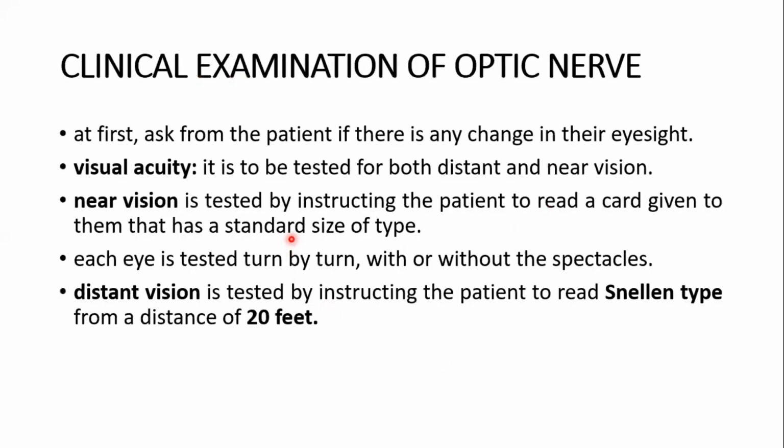And some very important clinicals of the optic nerve. First of all is the clinical examination. In the clinical examination of the optic nerve, at first ask the patient if there is any change in their eyesight. Ask and check the visual acuity. It is to be tested for both distant and near vision. For near vision, test by instructing the patient to read a card that has a standard size of type. Each eye is tested turn by turn with or without the spectacles. Distant vision is tested by instructing the patient to read Snellen type from a distance of 20 feet.